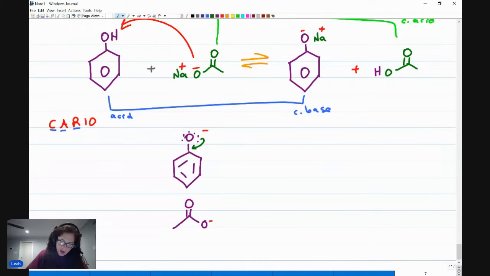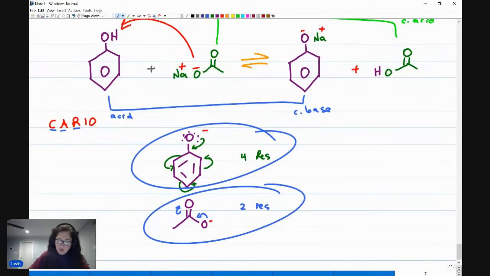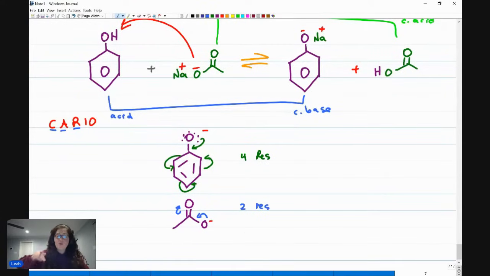For the first one, I have 1, 2, 3, 4. 4 resonance. For the second one, I have 1 and 2. 2 resonance. And I'm not going to draw them out for time, but I highly recommend that you practice it. So just draw them out for practice. If this one has 4 resonance and this one has 2 resonance, which of the two do you think is more stable and therefore better capable of holding that negative charge? The upper, the phenoxide, or the lower, ethoxide?